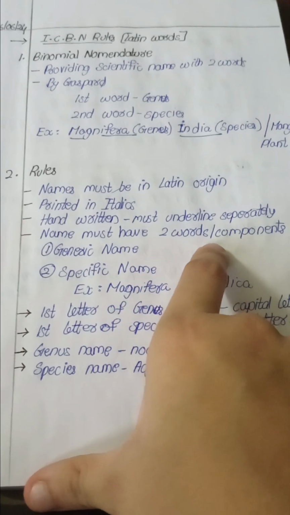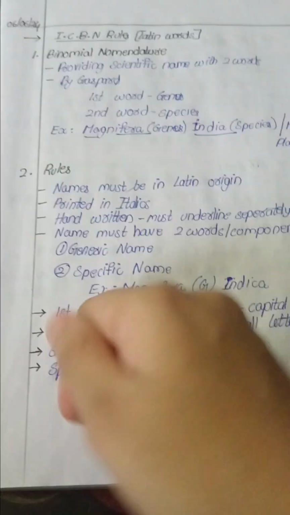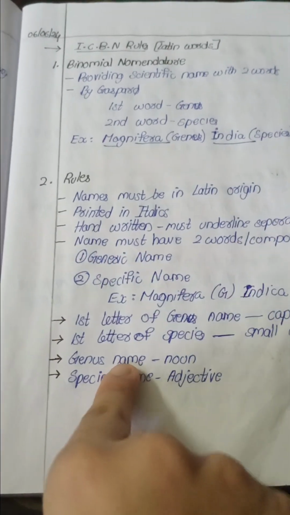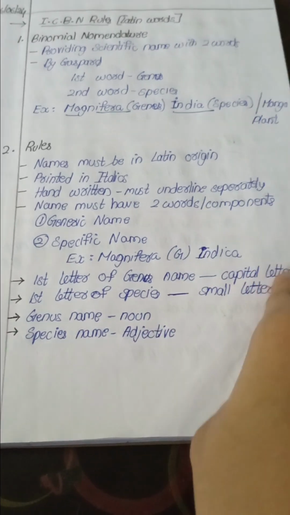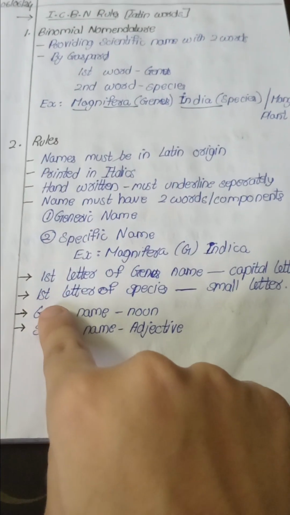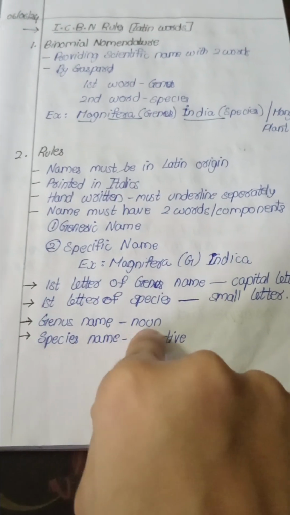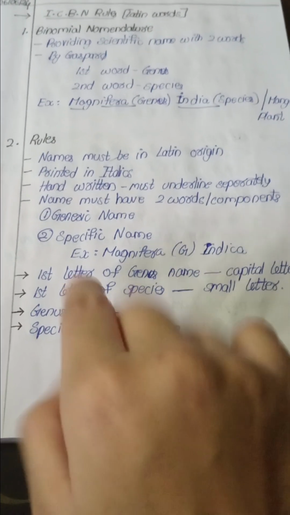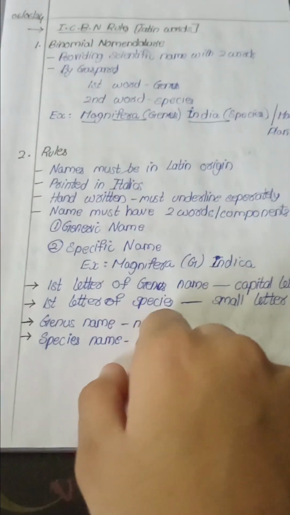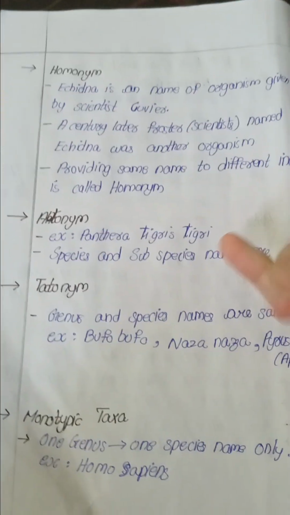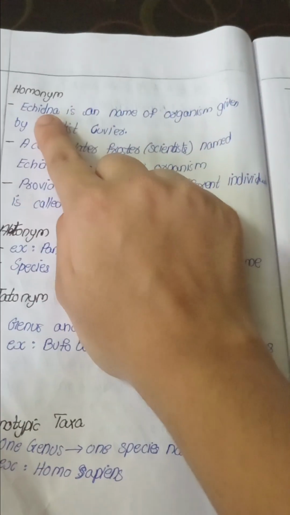The name must have two words or components. The generic name here is Mangifera and the species name is indica. The first letter of the genus name must be a capital letter and the first letter of the species name must be a small letter. The genus name must be a noun and the species name must be an adjective. If you know English properly, you can understand what a noun and an adjective are; I need not explain it. Now we are going to learn about homonym, antonym and tautonym. Homonym.